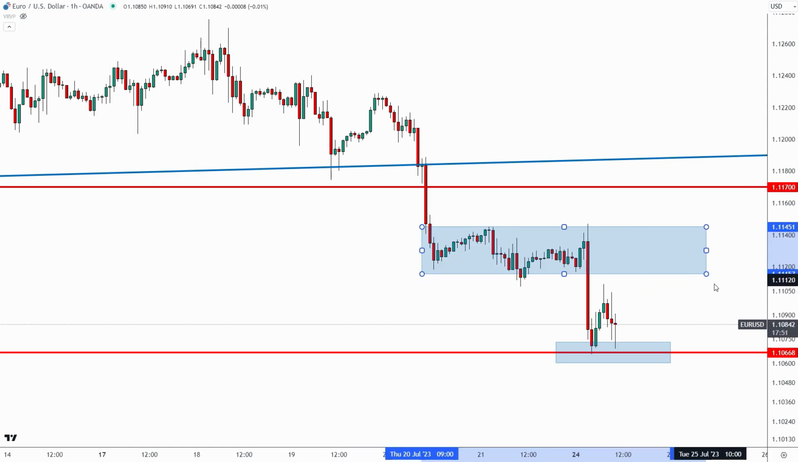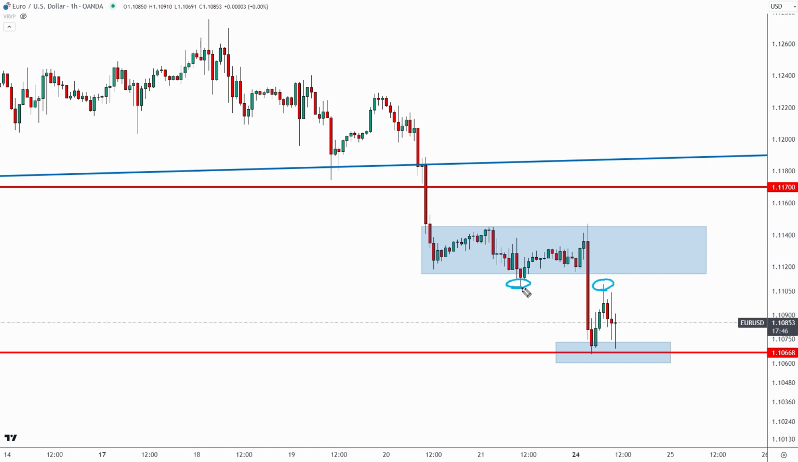Now, we saw a retest right here, okay, off of this exact low. However, this really isn't a strong retest. A strong retest for the euro would be a move up here into this area. That right there would be a strong retest of this consolidation zone, which we have not gotten yet.